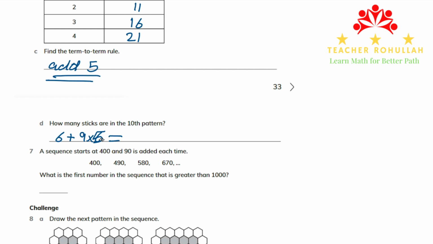So 9 times 5 is 45. 45 plus 6 is 51. So the 10th pattern has 51 sticks. Let me show you how we can do it.